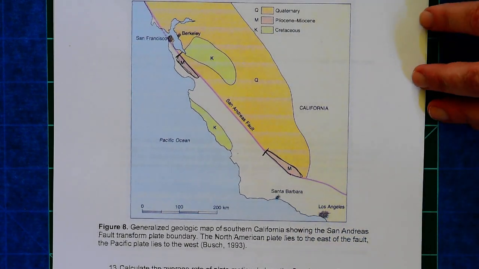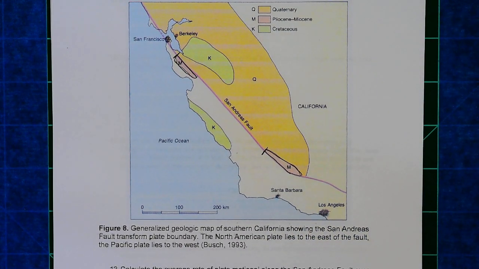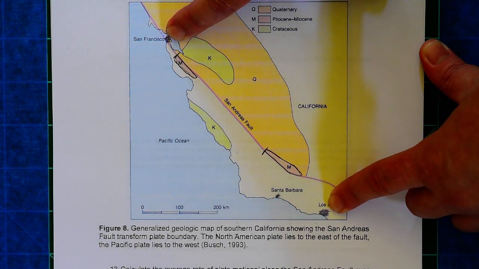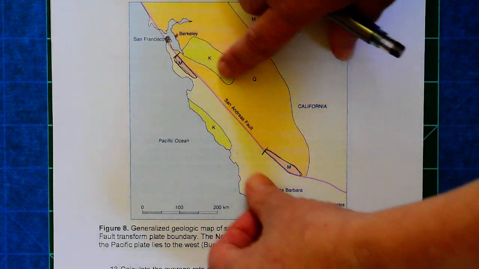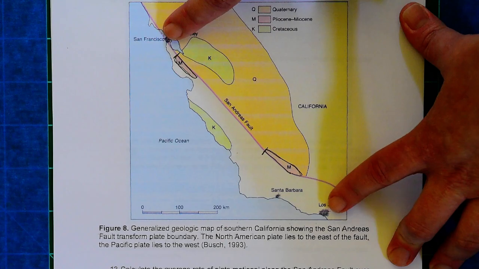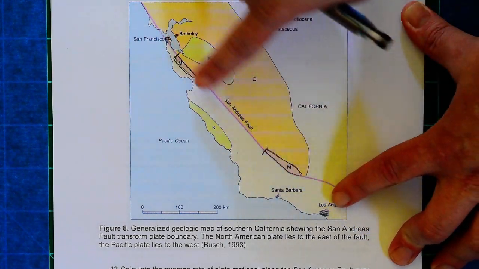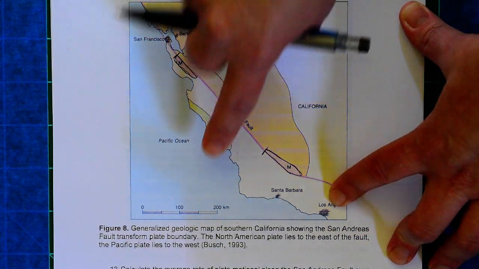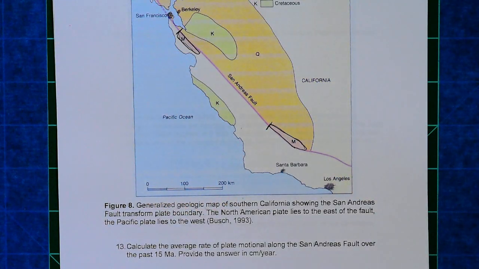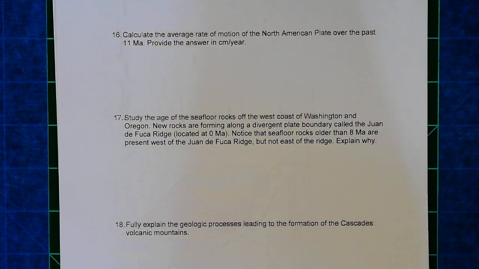Then, using that rate that you calculated, you're going to tell me when Los Angeles and San Francisco are going to meet because they're moving along the fault. So in this case, you're going to measure the distance between those two cities using the scale that's right down here. You just calculated the rate, and then you will be able to figure out the time. It's not going to be anytime soon.